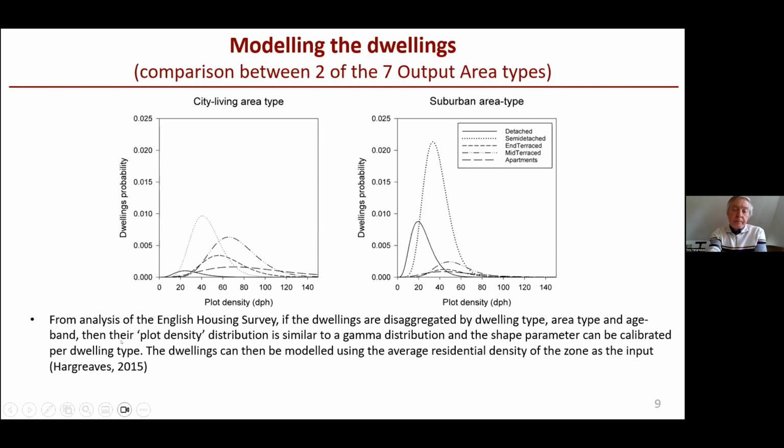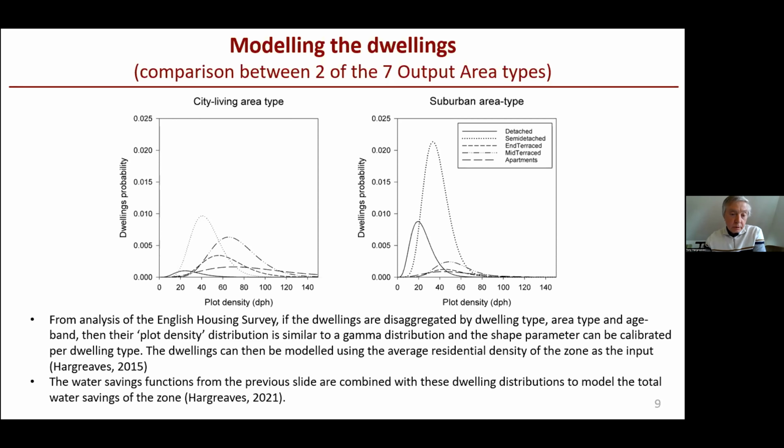So the x-axis of these distributions is the same as the water savings on the previous slide. So the water savings can be combined with these distributions and used to model the water savings for each of the zones within the city region.